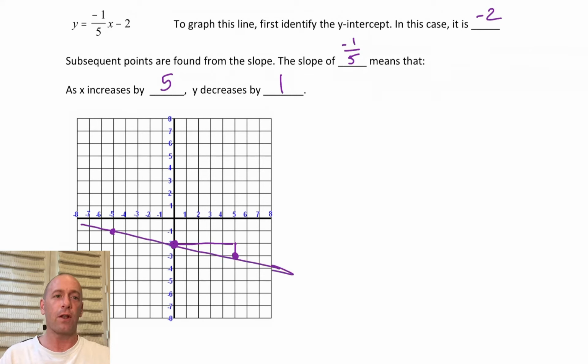There you go. There's our line. y equals -1/5 x subtract 2.